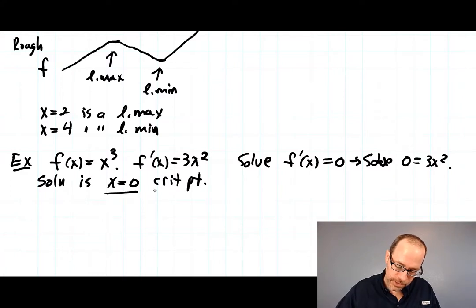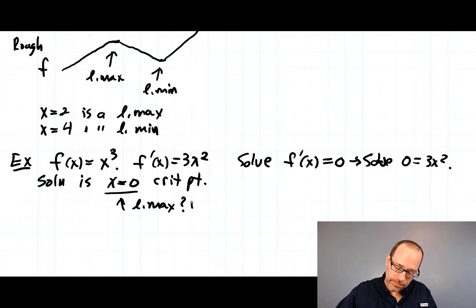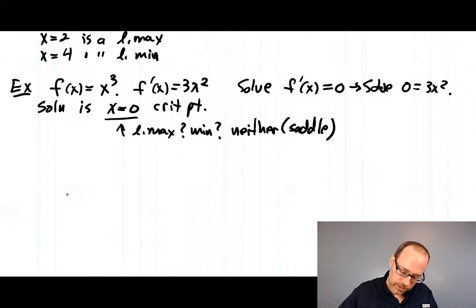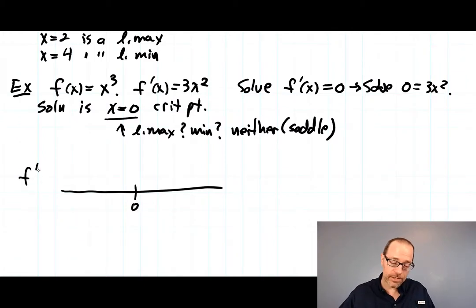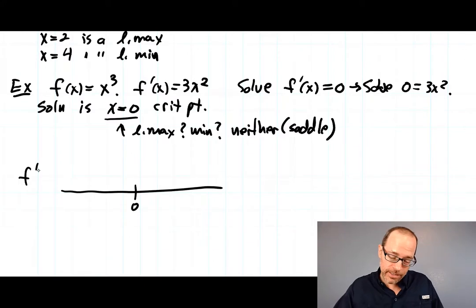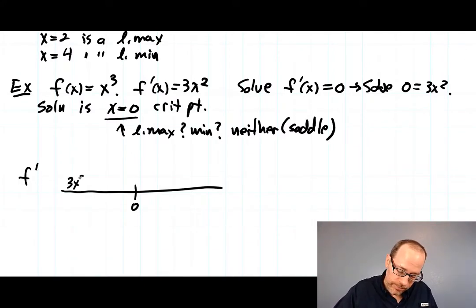Okay, so there's a critical point, and the question is, is it a local max, minimum, or neither? Namely, a saddle point. All right, well, let's draw our little graph here. This is where x is equal to 0. Let's put the behavior of f prime here, at least in terms of its sign. So the derivative, remember, was 3x squared.